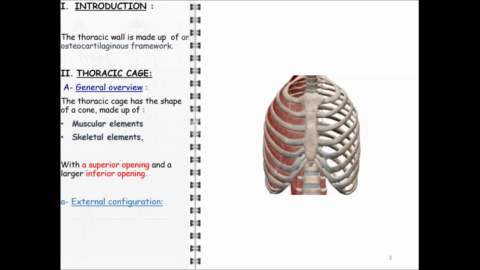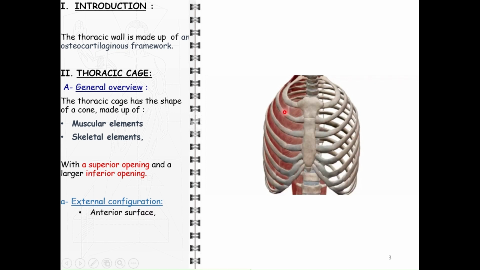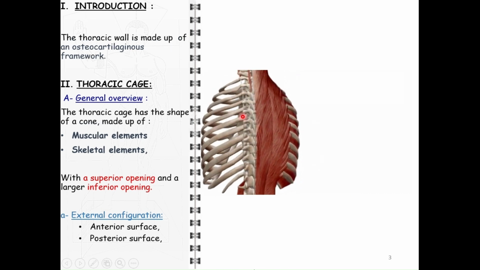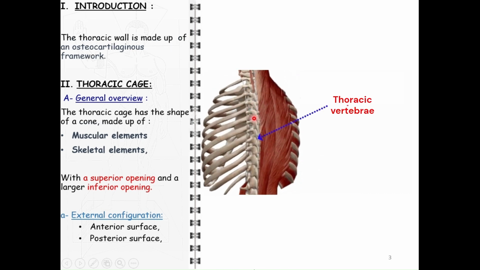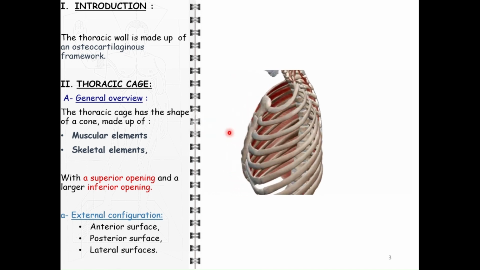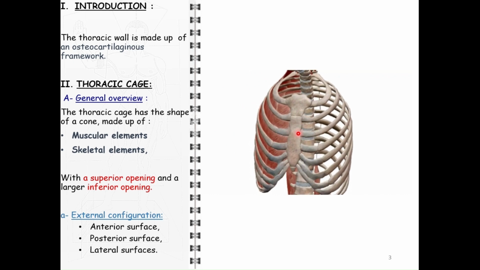Externally, the rib cage has three surfaces. Its anterior surface is formed by the sternum and costal cartilages. Its posterior surface is formed by the thoracic vertebrae and the part of the ribs located behind the costal angles. And its lateral convex surfaces are formed by the majority of the ribs.